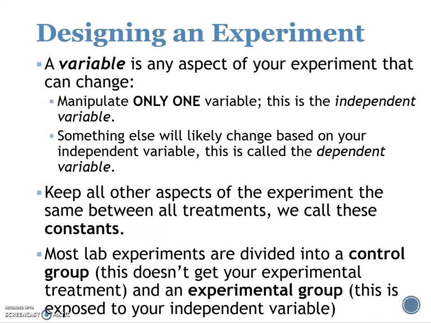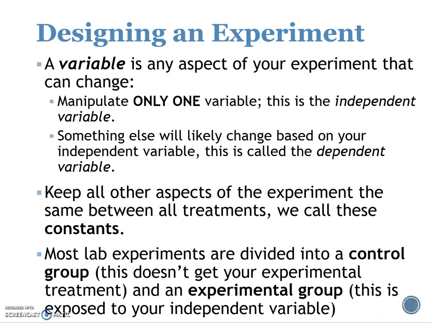When you design an experiment, you are going to have to deal with things like variables. First of all, a variable is something that changes. There are two major types of variables you have to be aware of. The first one is called the independent variable or the manipulated variable. And the second one is called the dependent variable, or sometimes you may hear that called the responding variable.